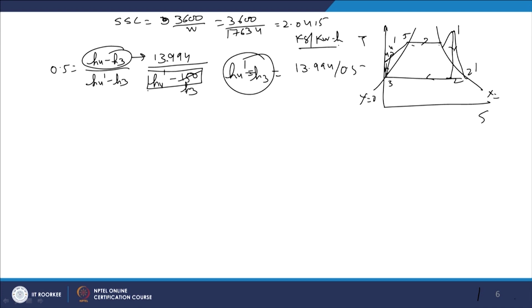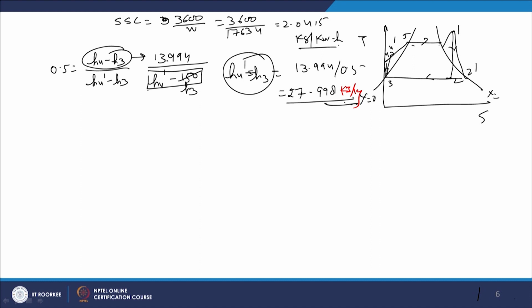because we will always be using this H4 dash minus H3. So it is coming around 27.998 kilojoules per kg. Sorry, kilojoules per kg, not kilowatt. Mass flow rate is not given, so it is going to be kilojoules per kg. So now the pump which was consuming 13.994 kilojoules per kg is now consuming just double the power, 27.998.